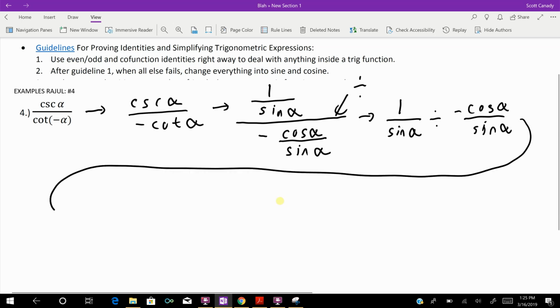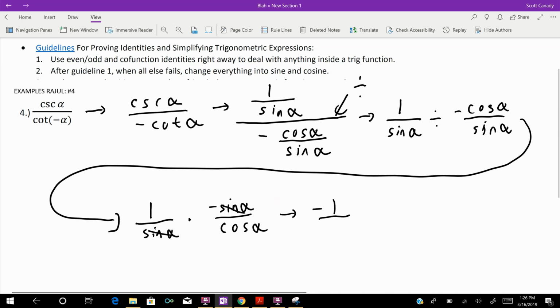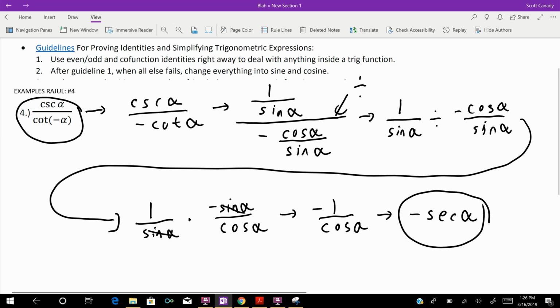Now remember that when we divide, that's like multiplying by the reciprocal, so let's flip the right side. So we've got 1 over sine of alpha times negative sine of alpha over cosine of alpha. We can see that the sines cancel, and we're left with negative 1 over cosine of alpha, which becomes negative secant of alpha. So what we're saying is that cosecant of alpha over cotangent of negative alpha is the same as negative secant of alpha. Let's go ahead and check that on Desmos.